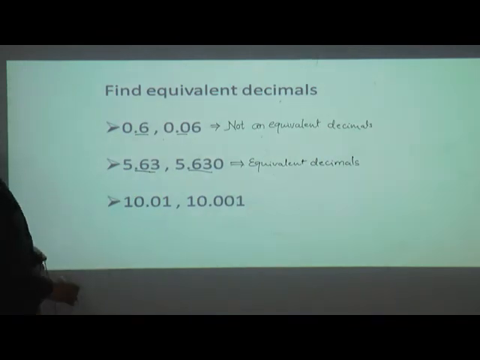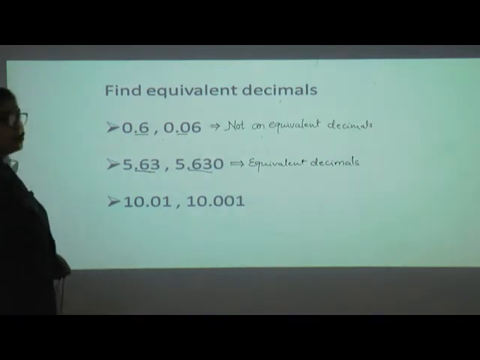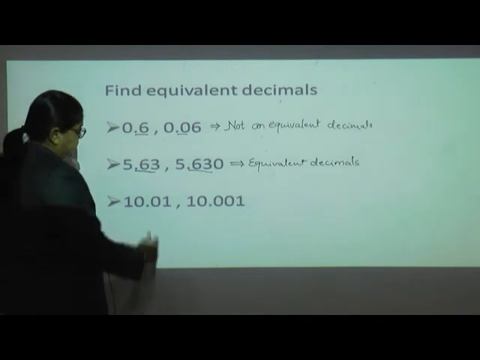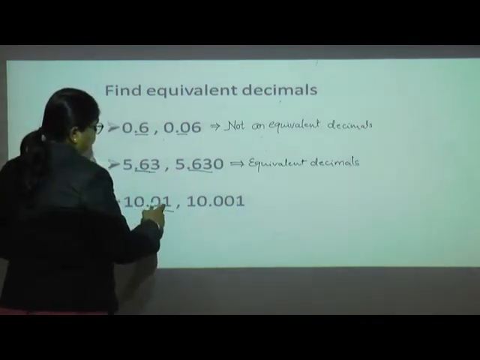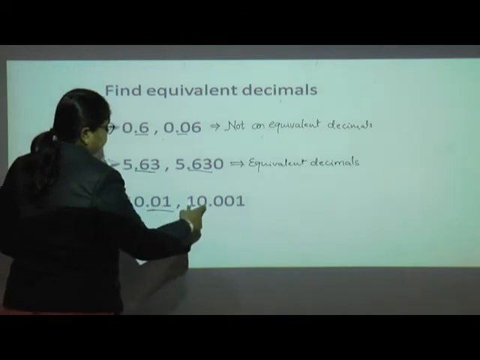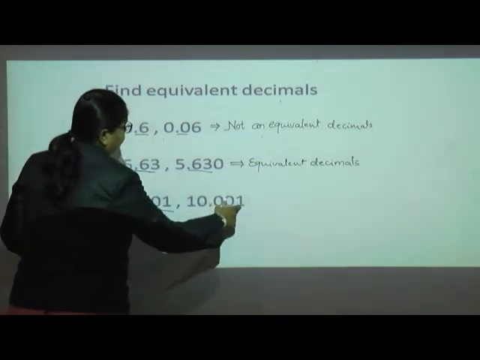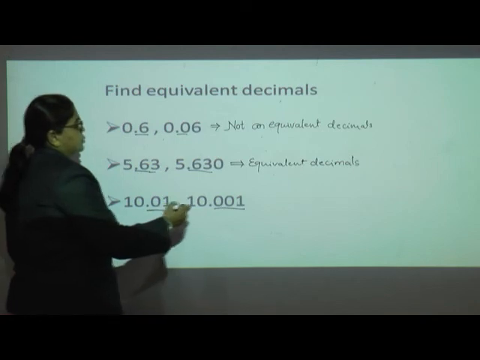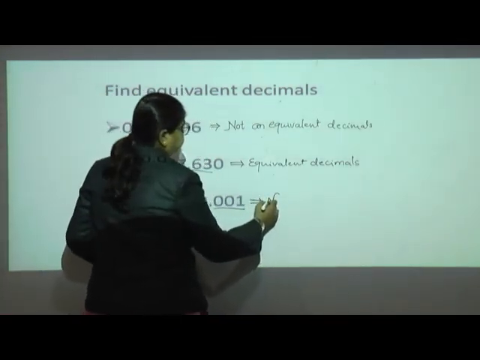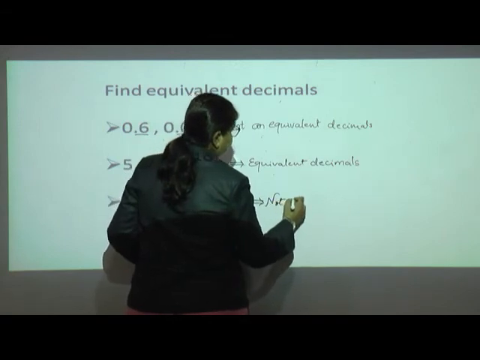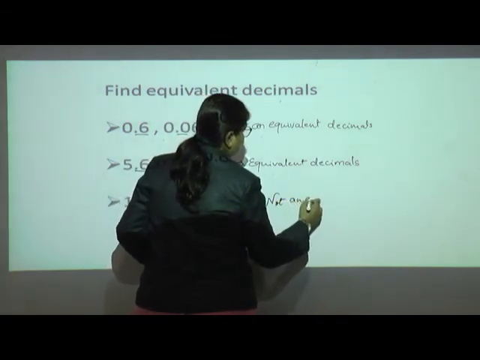Now the third one, you will help me to solve: is this given decimal an equivalent or not? Here is 0.01, here is 0.001, so the value changes, so we can say it is not an equivalent decimal.